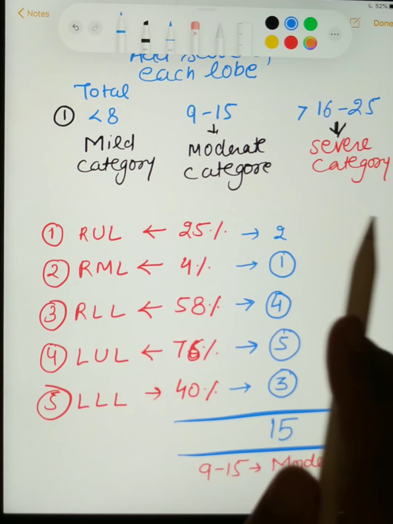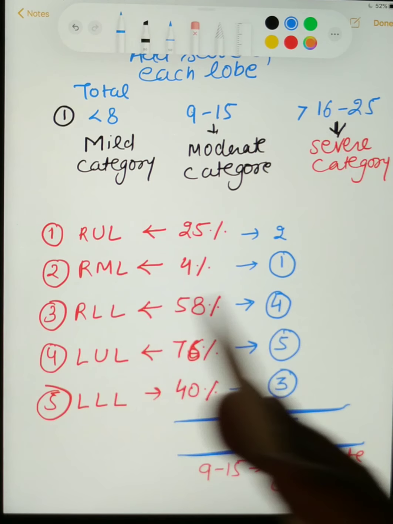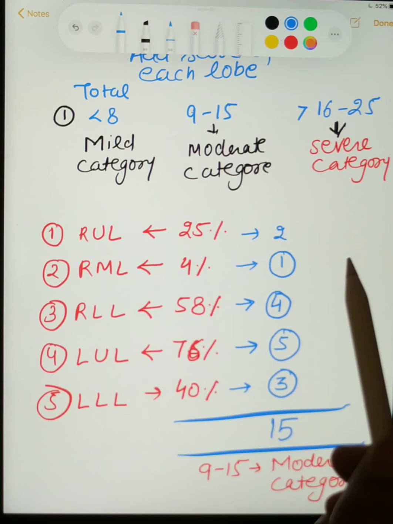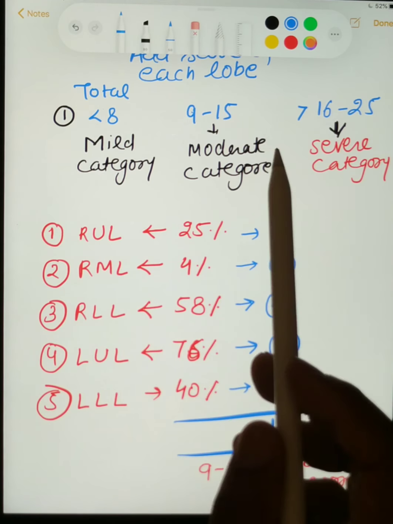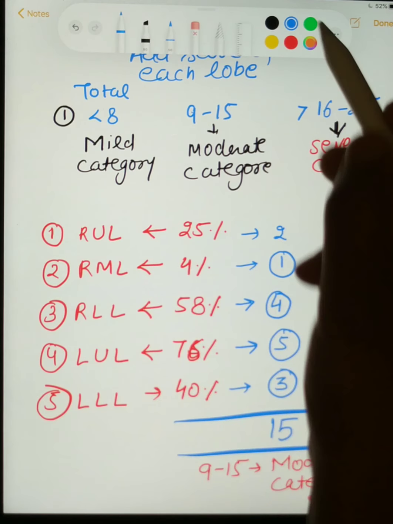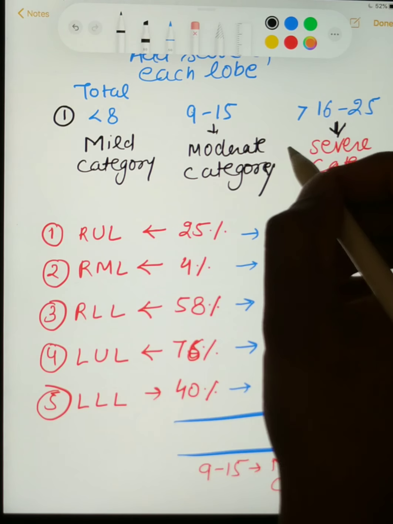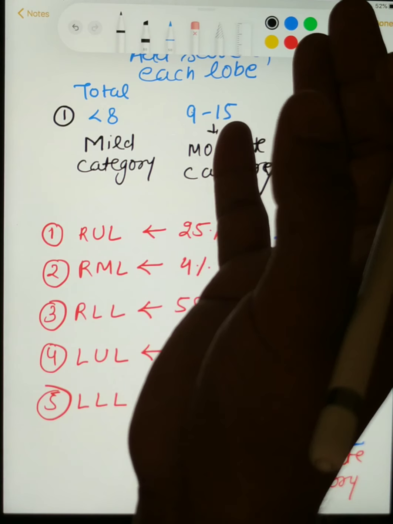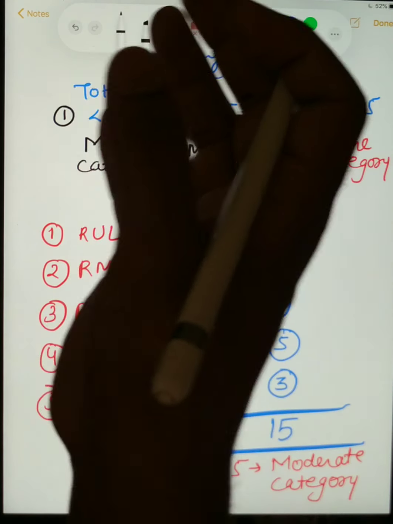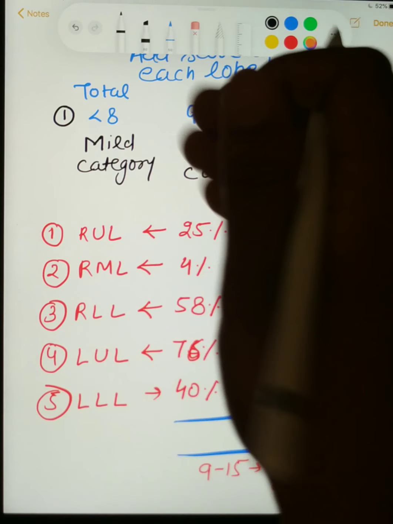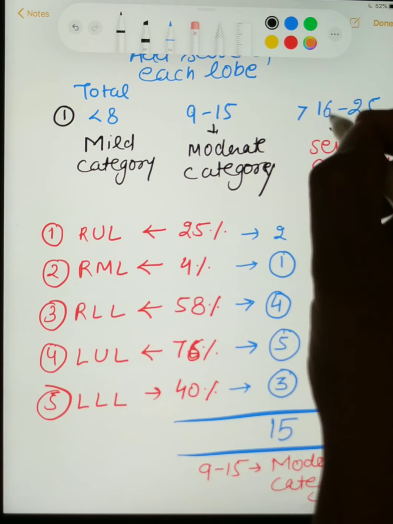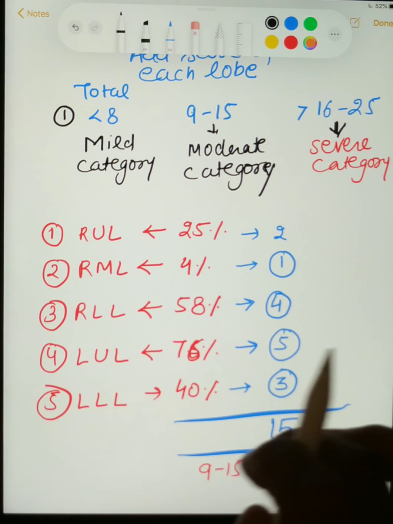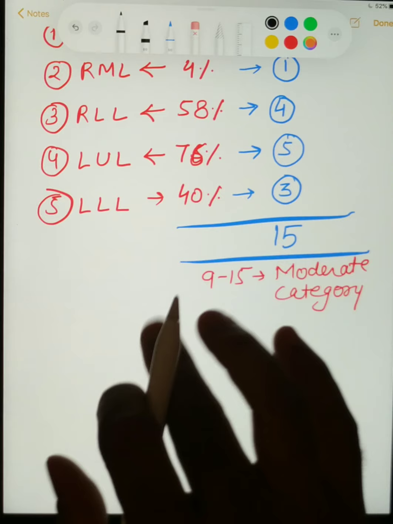And one more thing here, if in follow-up of the patient the CT involvement of the lung decreases or increases, we can change the category. If the patient came in the moderate category, and after follow-up the score reduced to less than 9, we can shift the patient into the mild category. And if involvement in the lung is increased and the score comes between 16 to 25, we can shift the patient to the severe category.